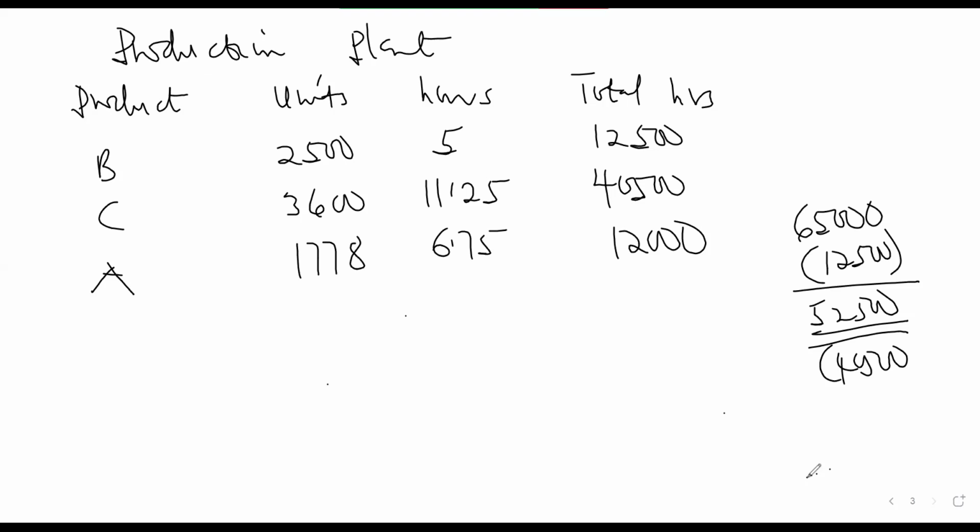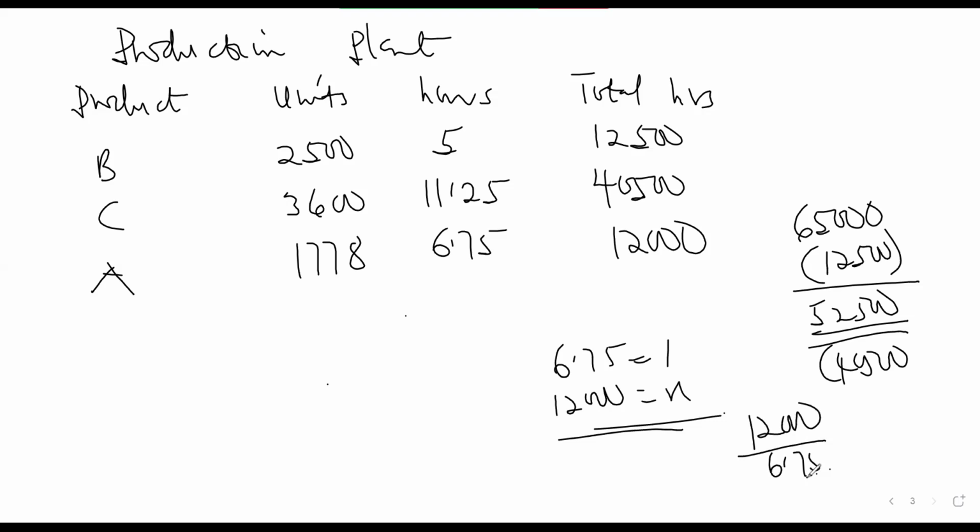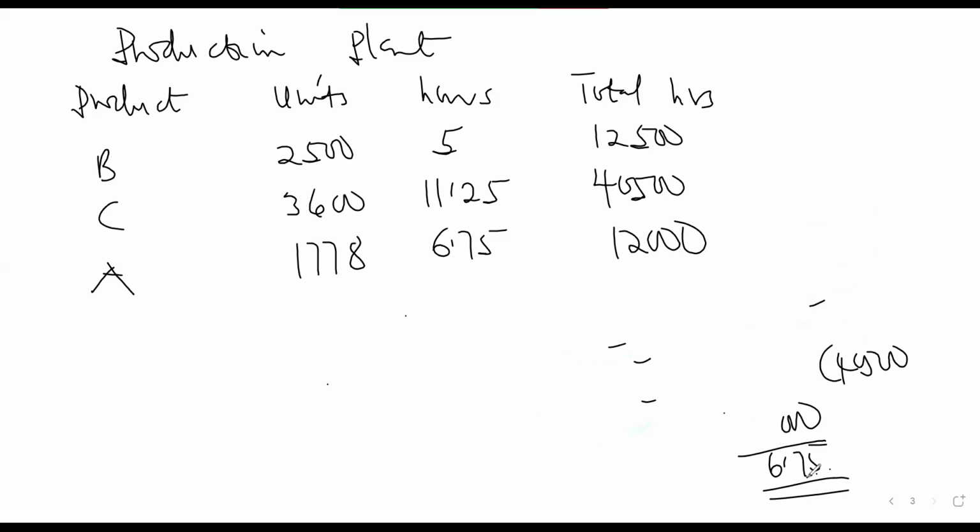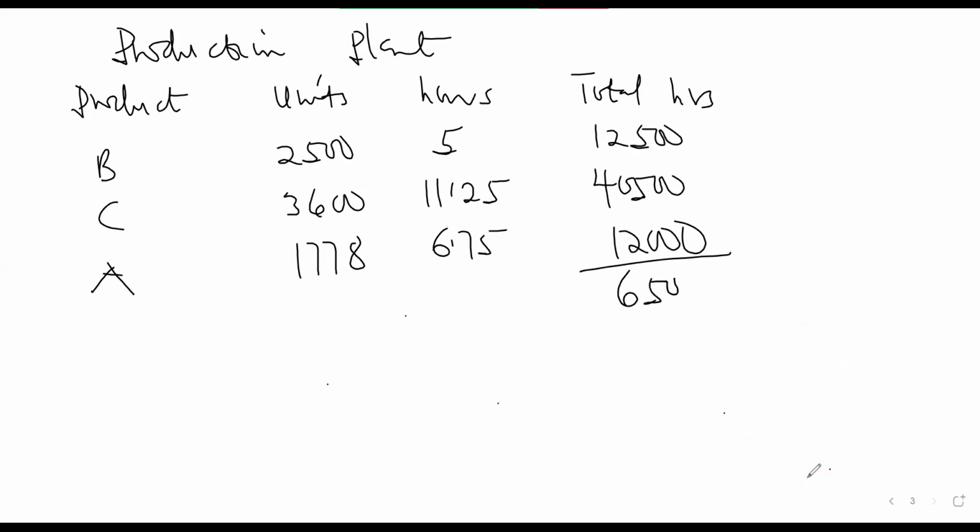How do we calculate it? 6.75 is equal to 1 unit. So 12,000 will be equal to how many units? Then you do your mathematics. It will be 12,000 divided by 6.75. Okay. So that is how this will be done. So you can total it. You can now total the units and then the hours yourself. So you can do your 65,000 here. Then you total this side too.